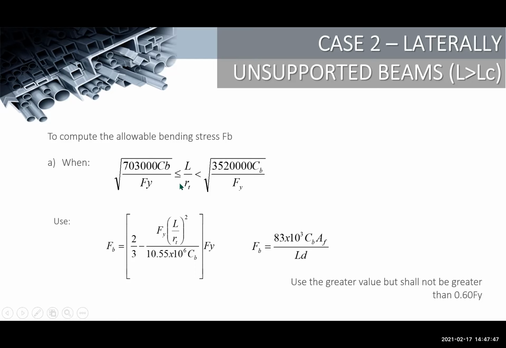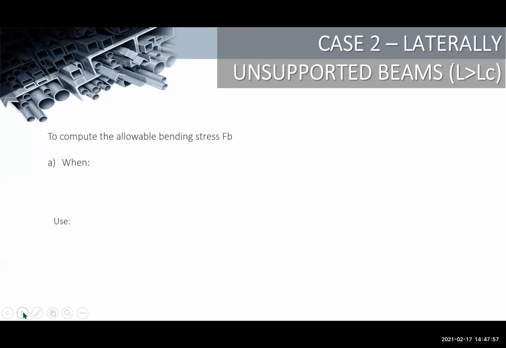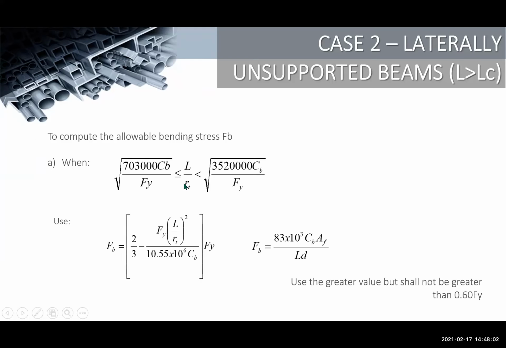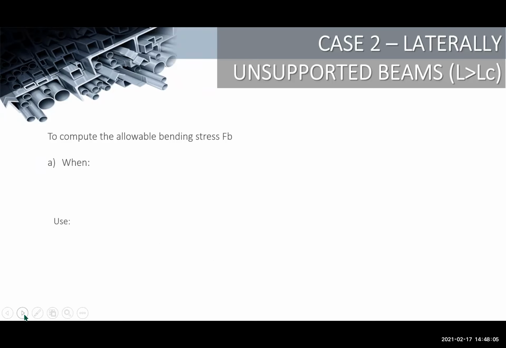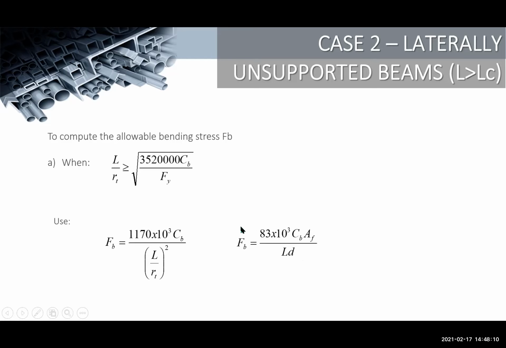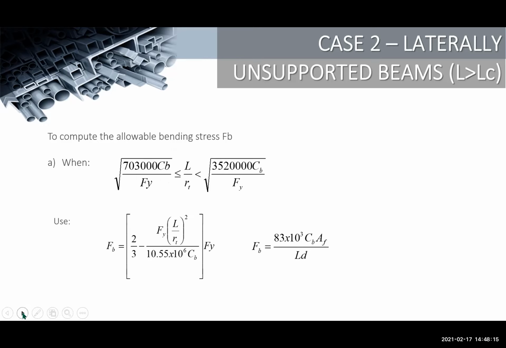Next, di ba, if L over RT is less than this and greater than this equation and less than this equation, ito yung gagamitin. So, second condition is if mas malaki na yung L over RT dito. Kasi dito, di ba, less than siya. If greater than siya, ito naman yung gagamitin. Two equations again. If you will notice, same lang yung equation na 83 times 10 raised to 3. So, yung FB na to will both be used for these two equations. So, same lang siya. Ito lang yung magbabago.